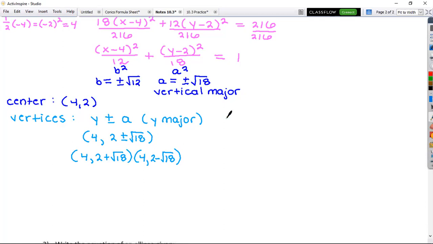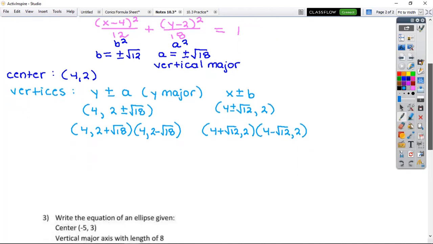Now I'm going to do my minor. So I'm going to do x plus or minus b. So my x value was 4. So I'm going to go 4 plus or minus the square root of 12. And then the 2 stays the same. So these are going to be 4 plus the square root of 12, comma 2, and 4 minus the square root of 12, comma 2. How's that, okay? Okay, I tried to keep it nice, detailed, and consistent for you.